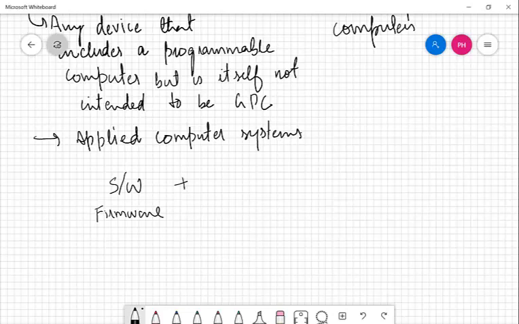Plus they have some application specific circuits, hardware. They are combined and they are designed to perform a single task with the best possible efficiency. So the definition may go like this: embedded systems are systems that have embedded software and computer hardware, which makes it a system dedicated for an application or a specific part of a larger system.